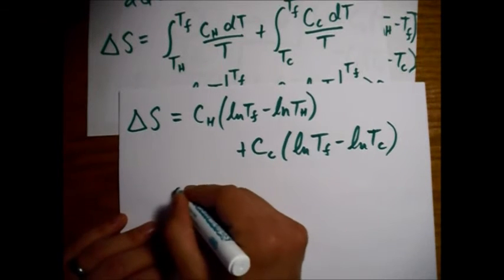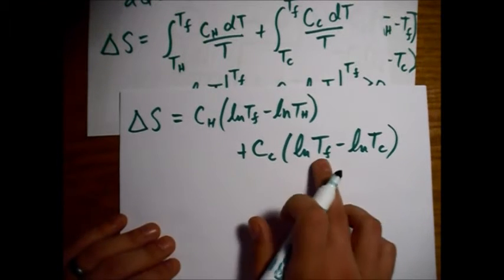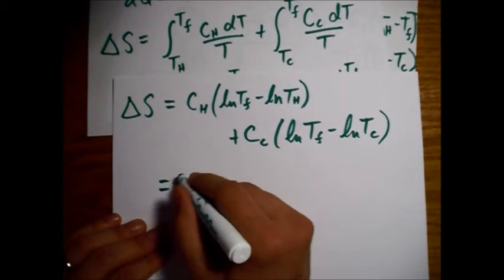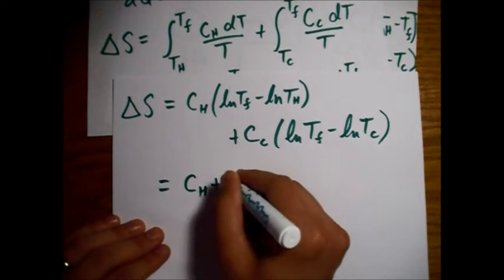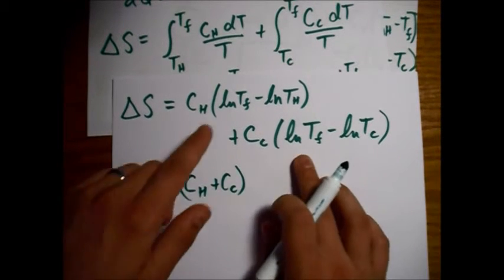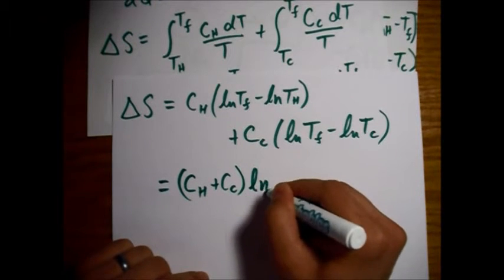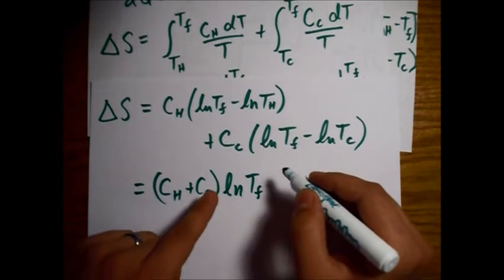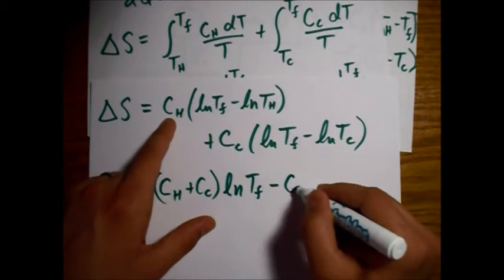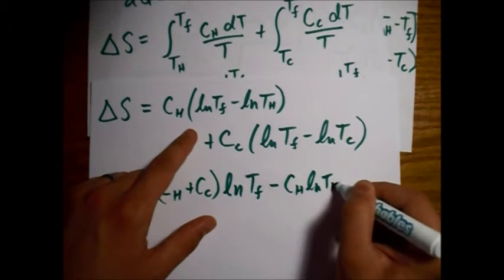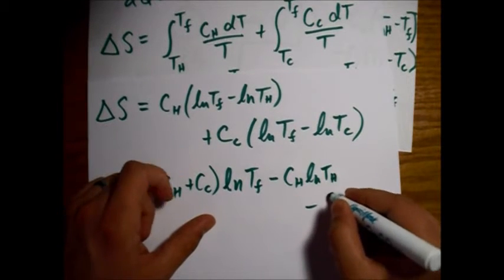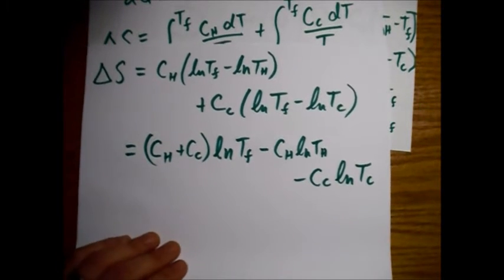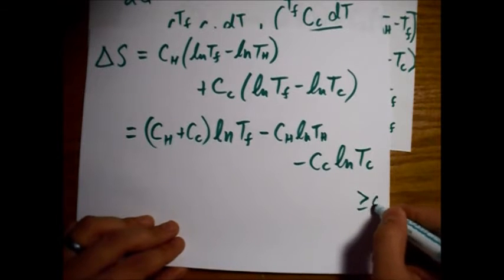Let's try and bring the terms with T sub F together. So I'm going to do a C_H plus C_C, and those are both multiplied by natural log of TF. Now we have a minus C_H ln of TH, and a minus C_C ln of TC. And remember, this is greater than or equal to 0.